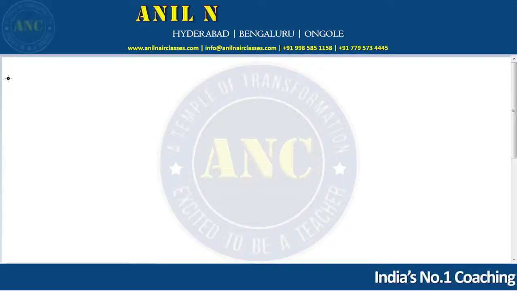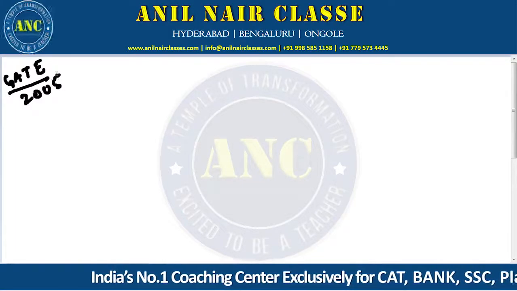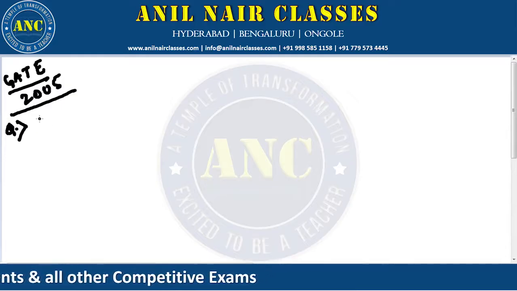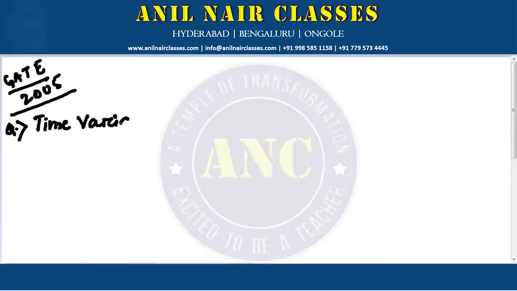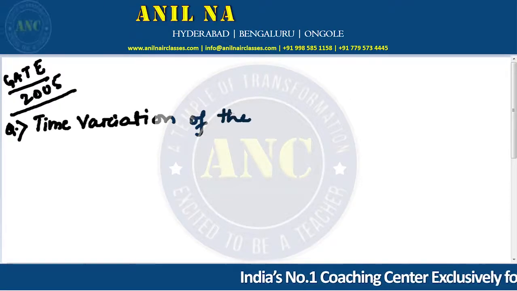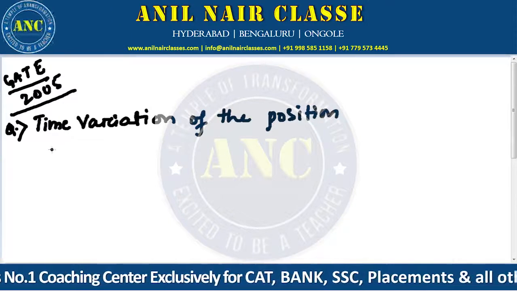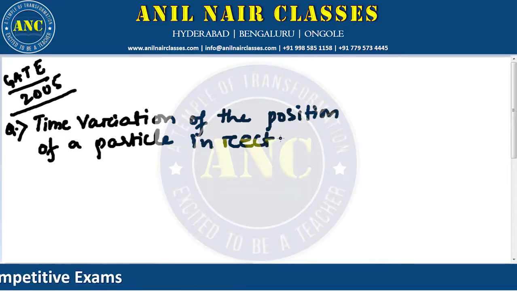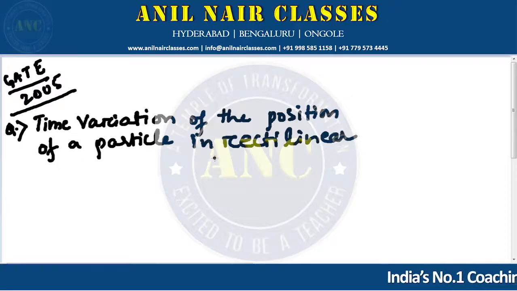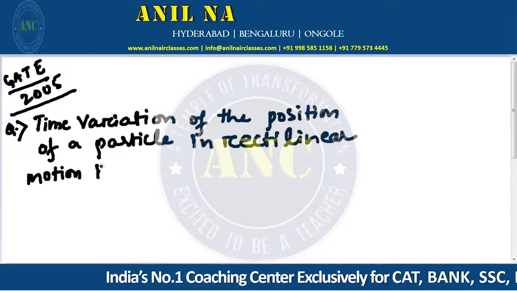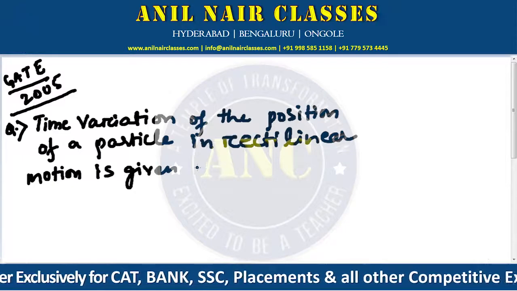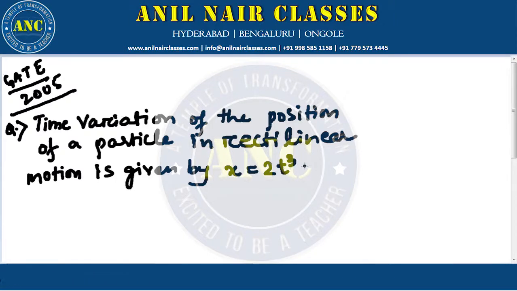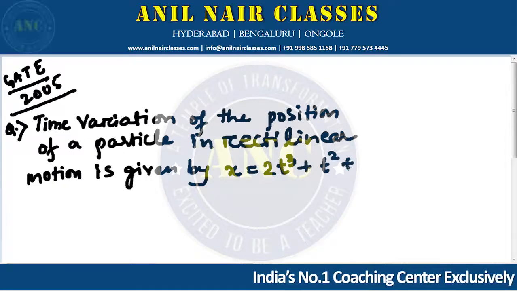This is a question from GATE 2005. The question is, the time variation of the position of a particle in rectilinear motion is given by x is equal to 2t cube plus t square plus 2t.